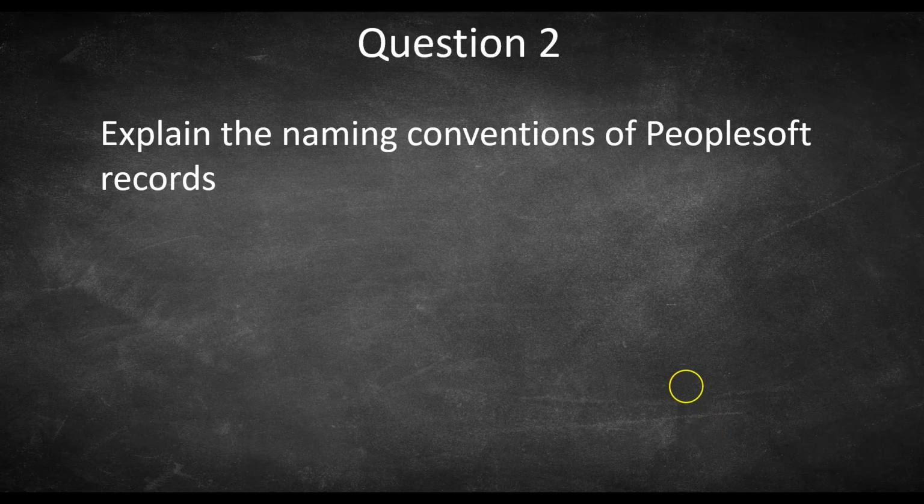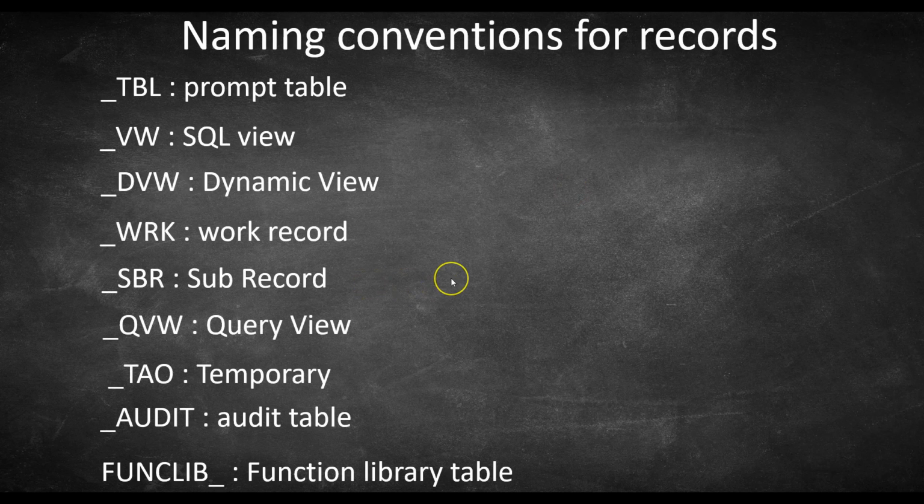The next question is, what are the naming conventions that we should follow as a PeopleSoft developer while creating records in PeopleSoft? So these are some examples of the naming conventions that we can follow while creating records in PeopleSoft. For example, if we are creating a record and we intend to use it as a prompt table, then we can add a suffix to the record name and the suffix will be underscore TBL. Similarly, for SQL view, we will have a suffix underscore VW.